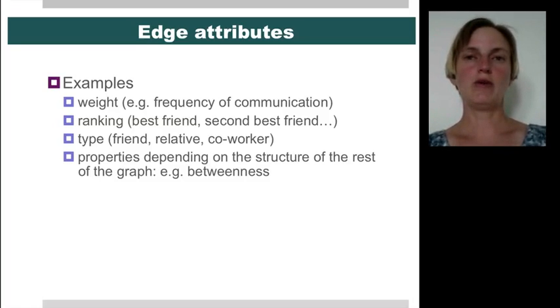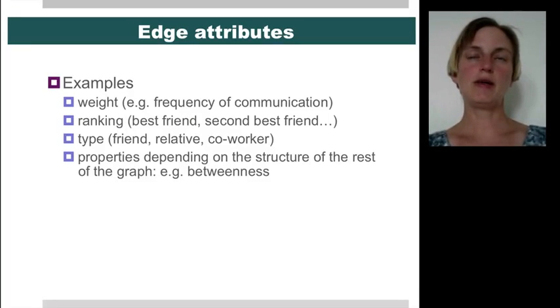You may also have ranking, just as we saw, the first and second choice of dining partner, but also maybe you're rating your friend from closest to least close. You may also have different types of edges. So some of your social ties are friends, some are coworkers, some are family.